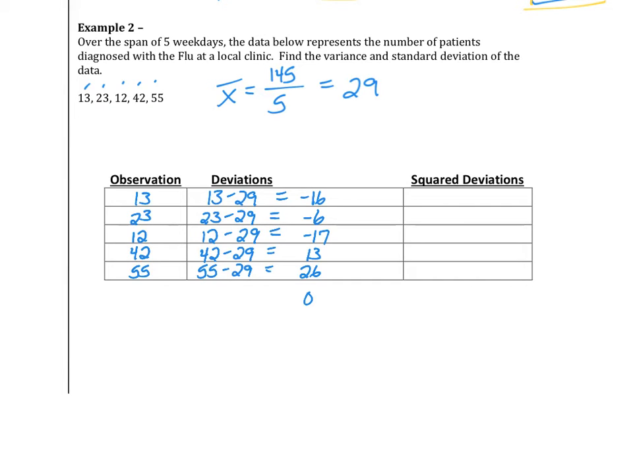Okay, then what we have to do is square them. So you square the deviation. So negative 16 squared is 256. Negative 6 times negative 6 is 36. Negative 17 times negative 17 is 289. 13 times 13 is 169. And 26 times 26 is 676. So we add them all up. So you square them, then you add up all the squared numbers, and we will get 1,426.